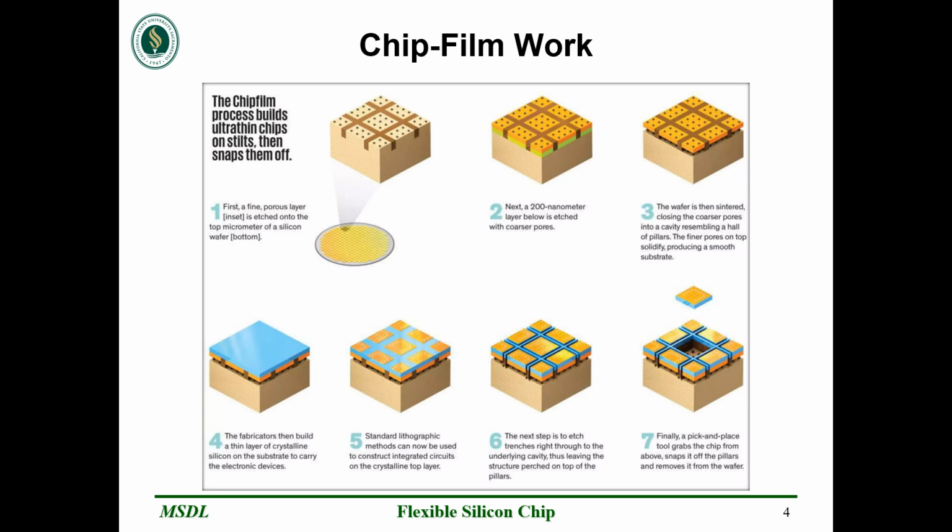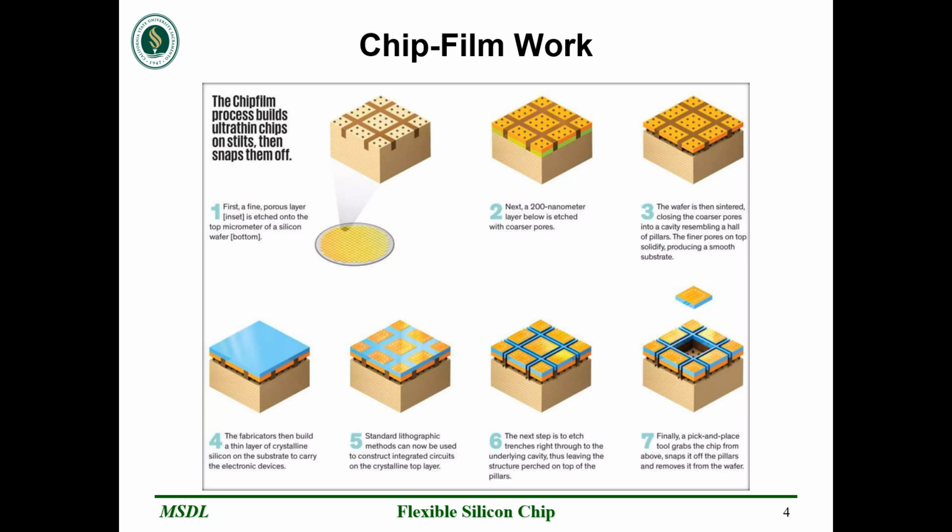Step two. A 200 nanometer layer below is etched with porous pores. You can view it in figure 2. Now, step 3. The wafer is then sintered, closing the porous pores into a cavity resembling a hall of pillars. The fine pores on top solidify, producing a smooth substrate. You can see it in figure 3 in step 3.